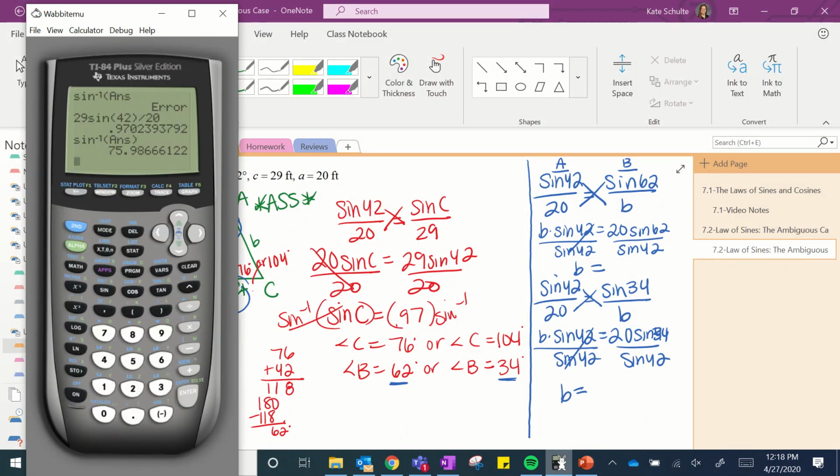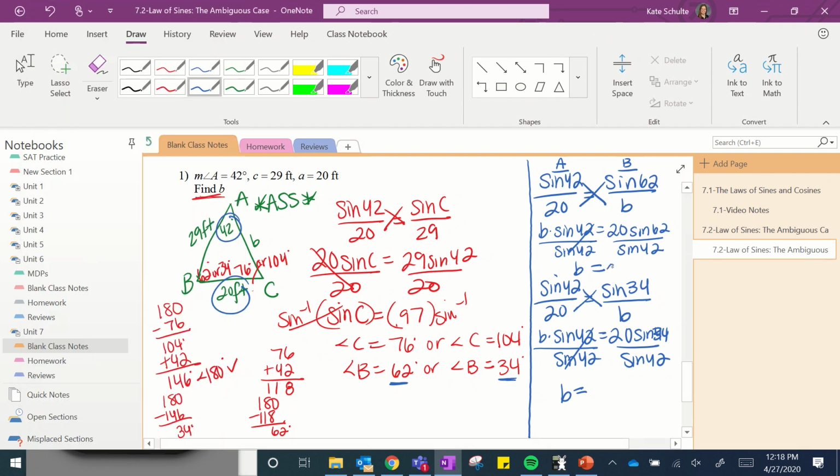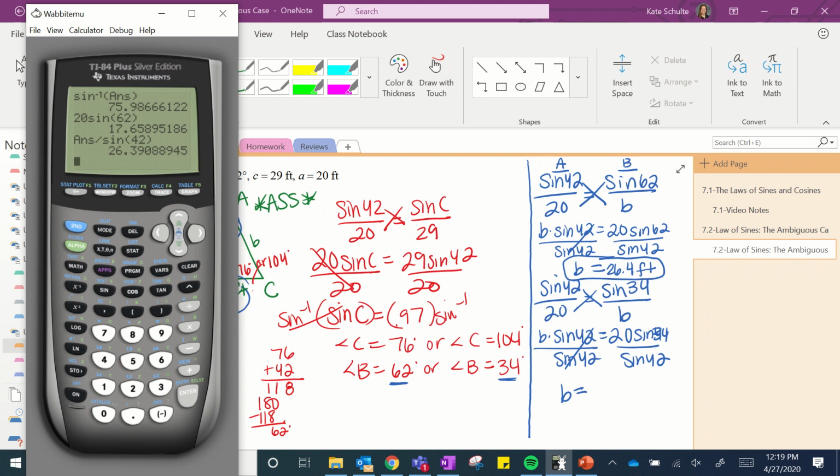We should get our two answers for B. In this top one, I have 20 times the sine of 62, and then we're dividing that by the sine of 42. That gives us 26.4, and remember, that had units of feet. Then I have another one down here: 20 times the sine of 34 divided by the sine of 42. That gives me 16.7 feet.